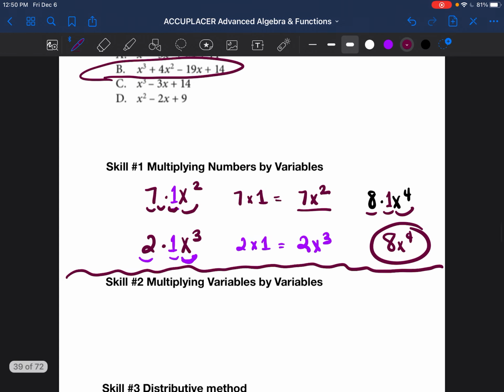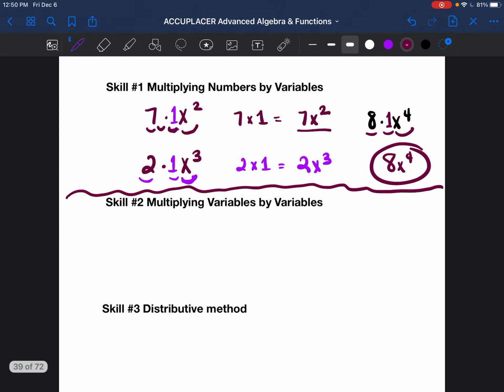But in this problem, I also multiplied variables by variables. So let's slow it down. Let's not get overwhelmed, and let's figure out how to do this. So when you're multiplying variables times variables, and variables just mean letters by letters, you add the exponents if they're the same letter. So because this is the same letter, if I was multiplying, I would just add the exponents. Well, what are the exponents? When there's no exponent there and there's a letter, there's always invisible 1s. So I would just add the exponents. 1 plus 1. So x times x is x squared.